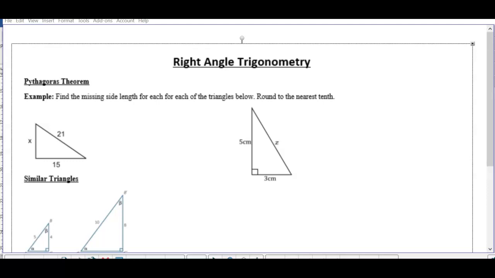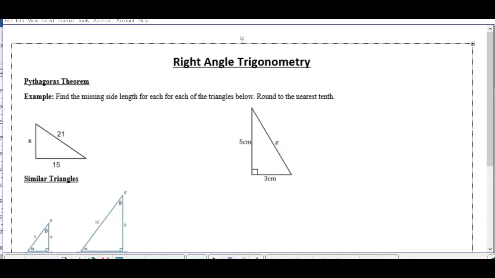All right, we are looking at right-angled trigonometry. So to start, we need to look at properties of right-angled triangles. That means one of the angles is a 90-degree angle. You've been dealing with these triangles for a few years. You've learned about the Pythagorean theorem and the relationship between the sides in a right triangle.